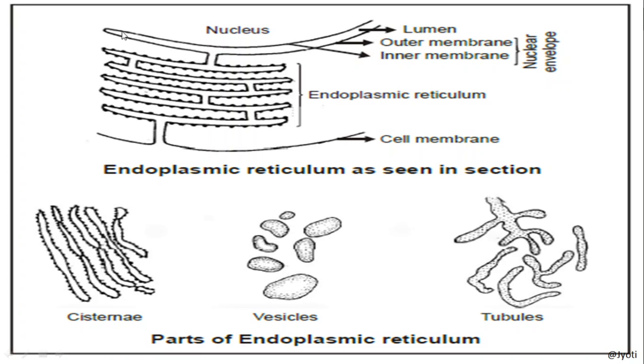So here you can see that this is the nuclear membrane and this is the plasma membrane. This endoplasmic reticulum is attached to the nuclear membrane at one end, and at the other end it is attached to the plasma membrane. Okay, and these are the three components. Here you can see these are the cisternae, which are less branched or maybe unbranched. These are the vesicles, which are usually scattered in the cytoplasm. Then tubules are branched structures.